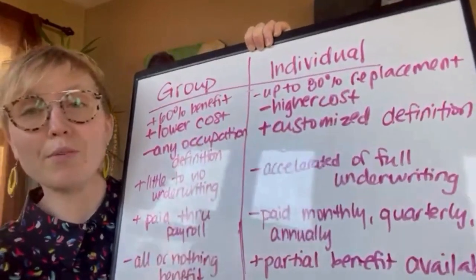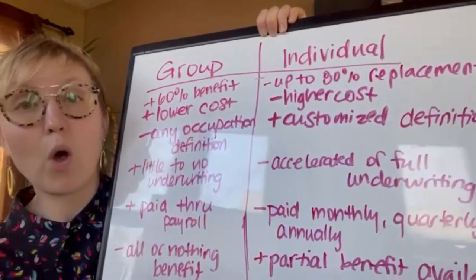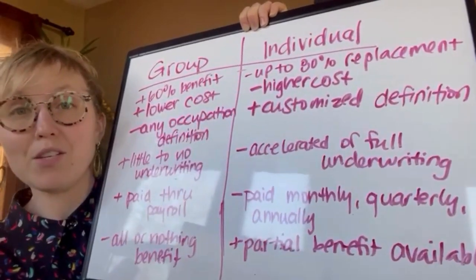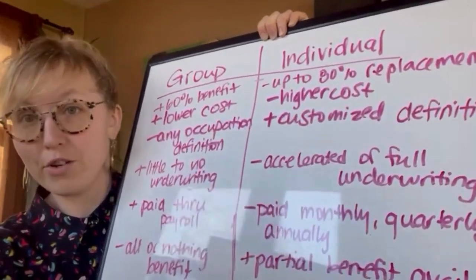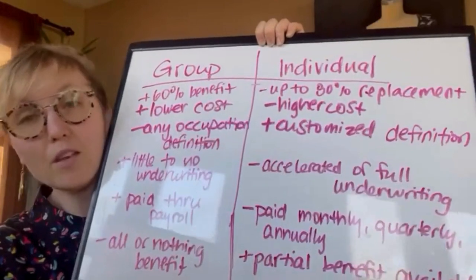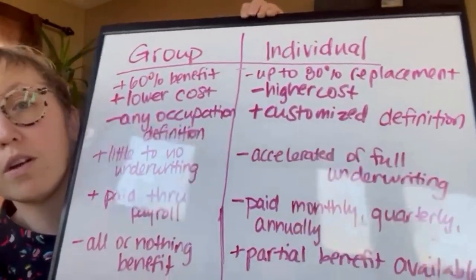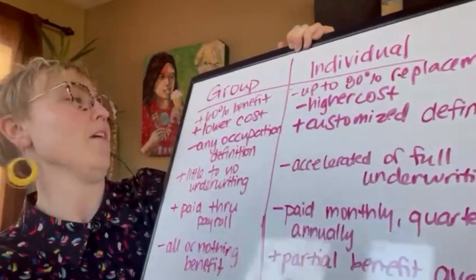Whereas with individual, they offer definitions like own occupation. And so this is where if you are a doctor, for example, or a lawyer, and you're no longer able to be a doctor or a lawyer, you will receive the full payout.